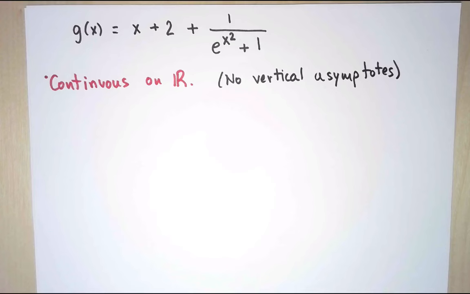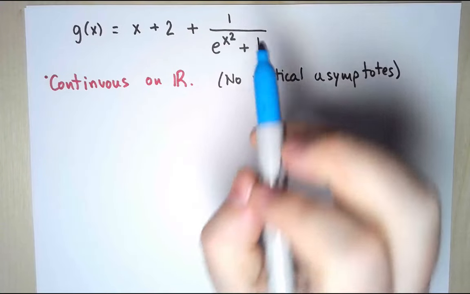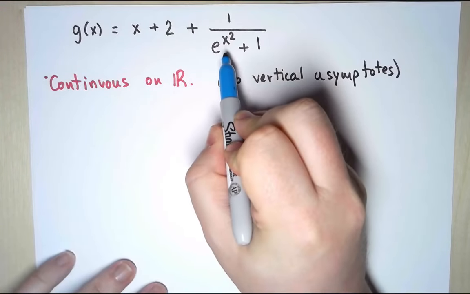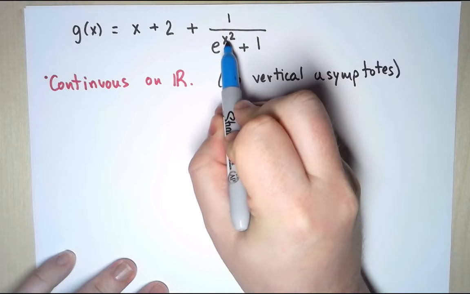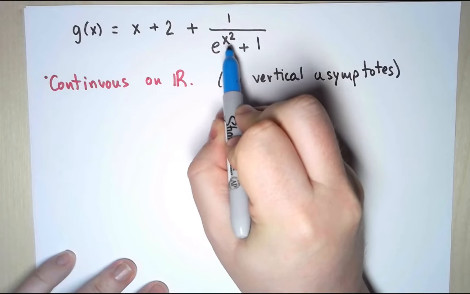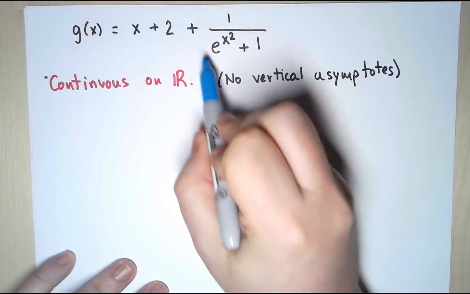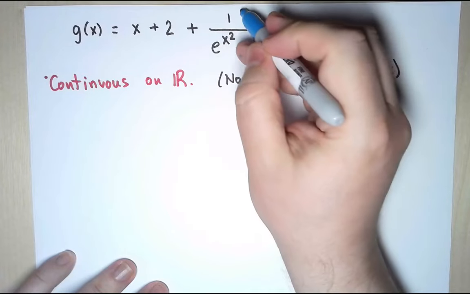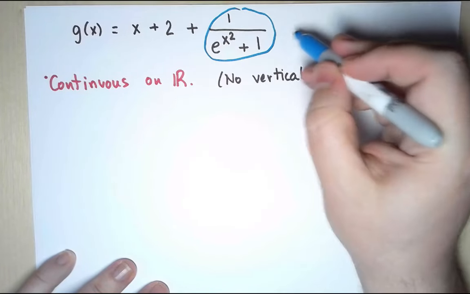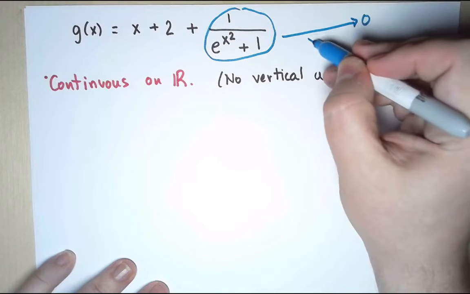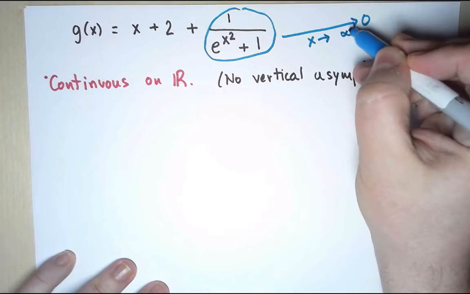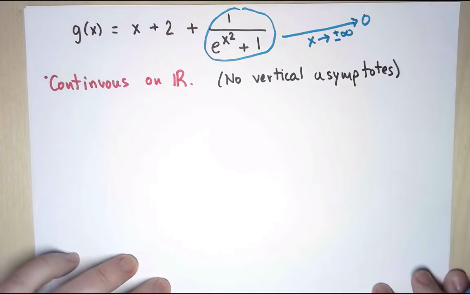Next, let's see if it has horizontal asymptotes. So I need to calculate the limit as x approaches plus or minus infinity. Well, let's look at this part here. As x approaches infinity or minus infinity, x squared approaches infinity, e to that also approaches infinity, and plus 1 doesn't change it. So what I have here is 1 over infinity, which is 0. So this whole term approaches 0 as x approaches infinity, and the same thing happens for minus infinity.